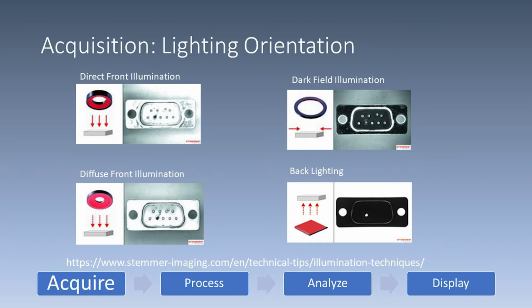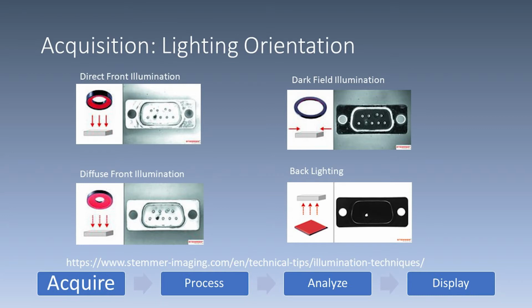So the first thing people will do is maybe do a diffuse front illumination. In that case, you're diffusing the light to give yourself a more even illumination of that subject and come up with a better image. Dark field illumination is one where you shine the light basically at a 90-degree angle from your camera. So you'll shoot from the outside, and basically you're just going to be looking at the high points. And you can see in this example that with the dark field illumination, those pins pop up. That's just a 9-pin connector, obviously.